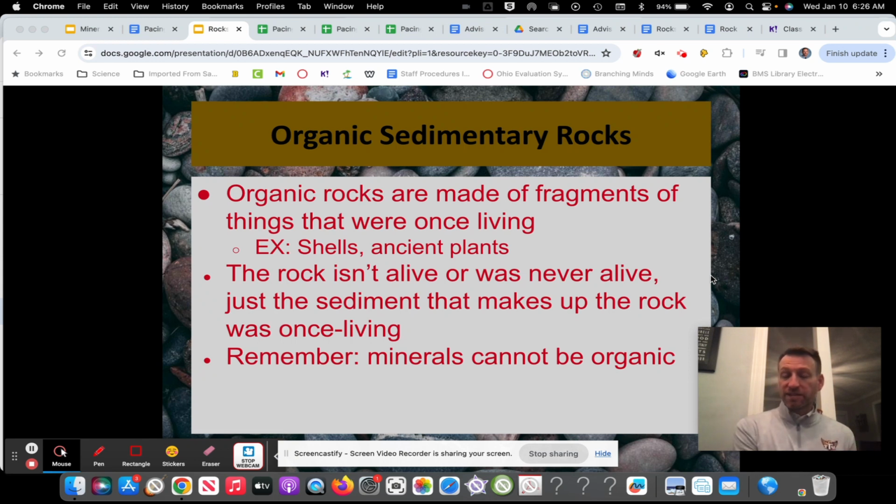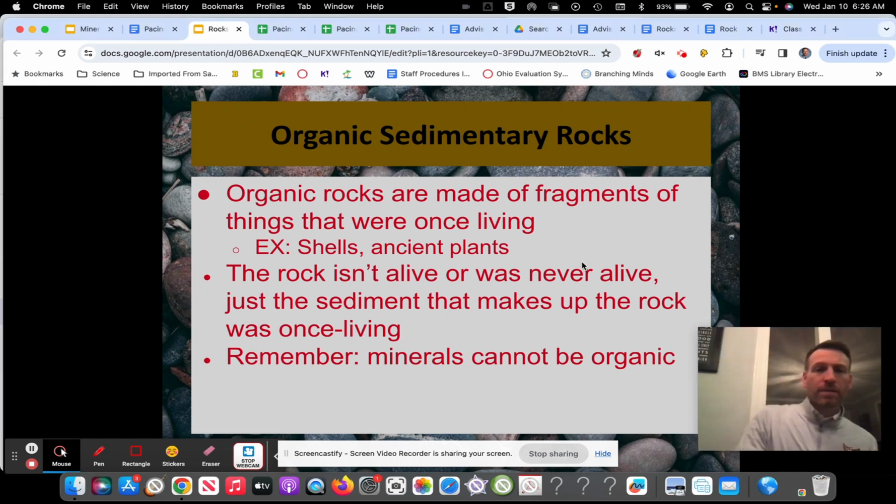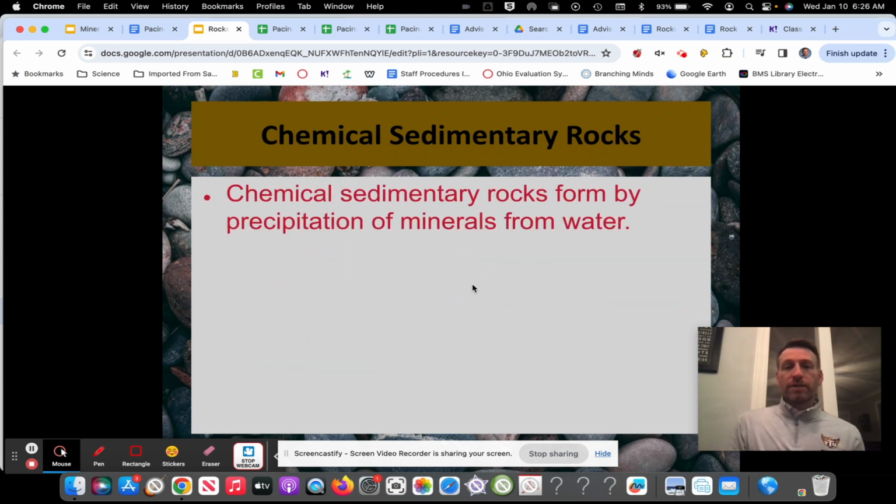We did clastic sedimentary rocks, which are sedimentary rocks made of broken down fragments of other rocks and minerals. We talked about organic sedimentary rocks, where the sediment is made out of organic material. The rock isn't alive, right? But the material that makes up the rock is coming from things that were once living. The last one is chemical sedimentary rocks.